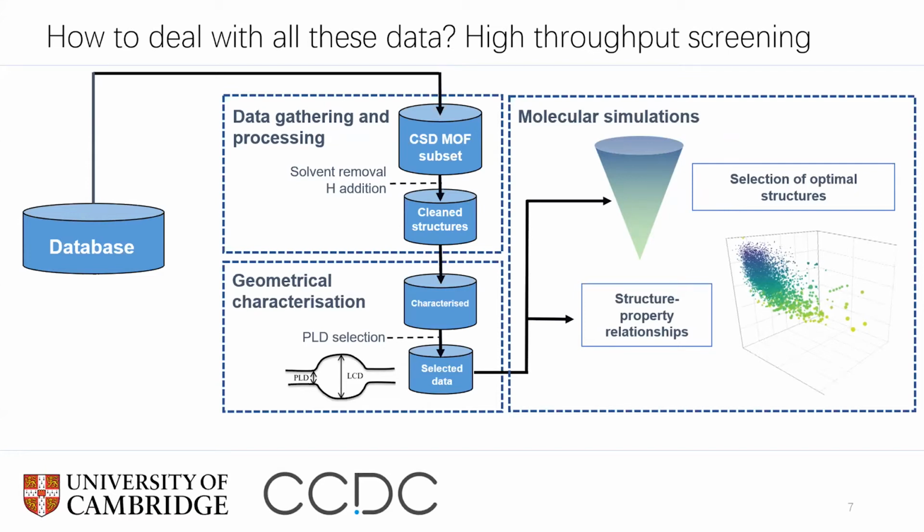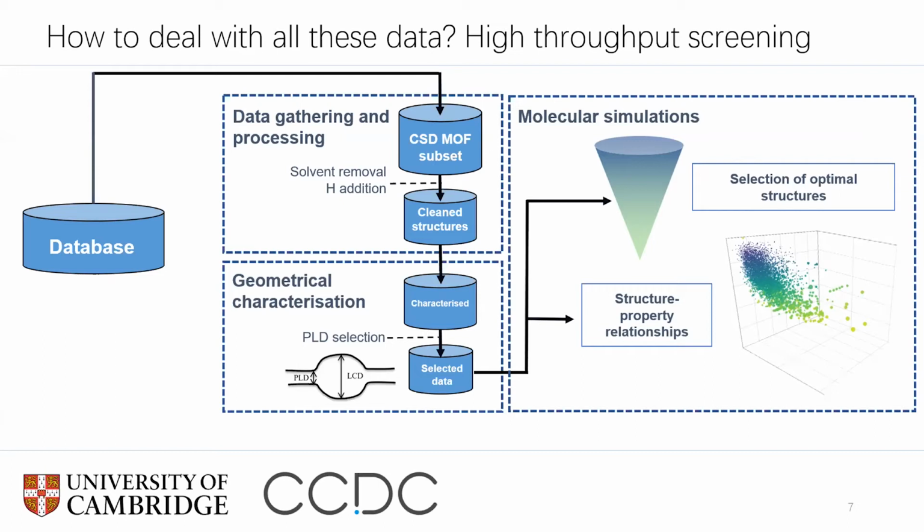And so we can discard some structures based on the size of the PLD because it will be too small or too large for some adsorbates. And so we end up with a selected amount of data, which is much smaller than the initial amount. And then we can move on to some more expensive molecular simulations.